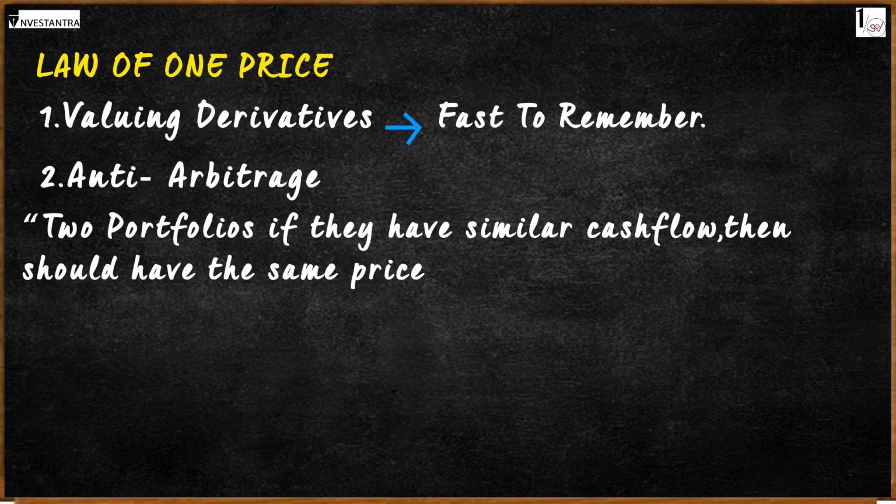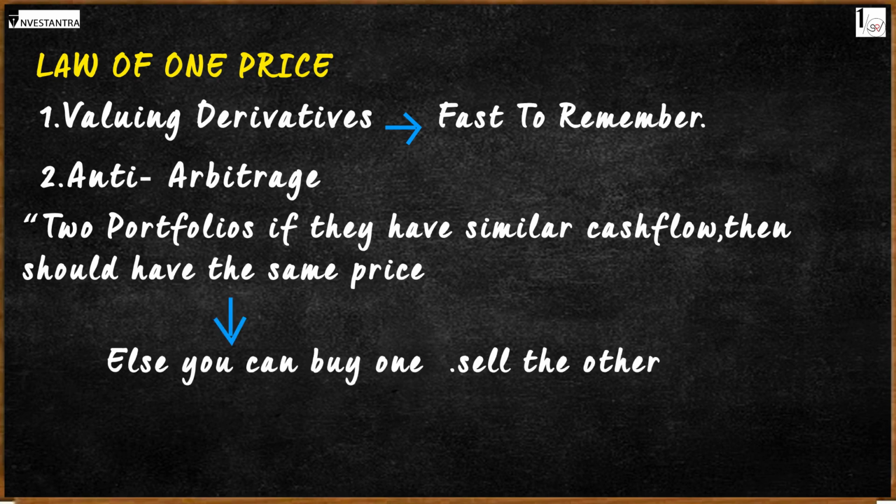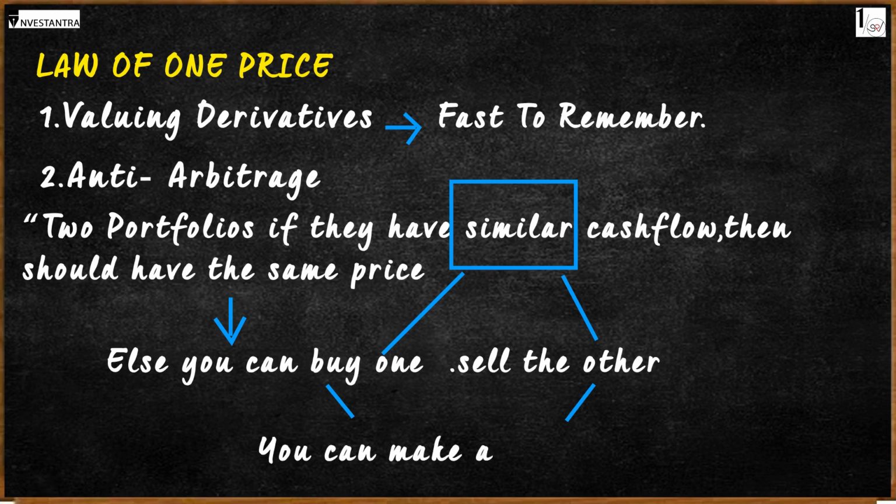Else, you can buy one, sell the other. Remember, these are the same. If they have similar cash flows, if you buy one and sell the other, they should have the same price. If they don't have the same price, if you buy one and sell the other, you can make a riskless profit, right? Because they have different cash flows. You can buy the cheaper one and sell the more expensive one, right? If they have similar cash flows.